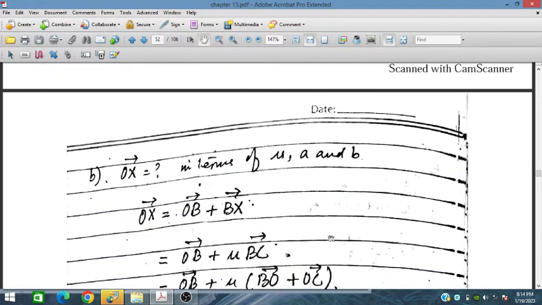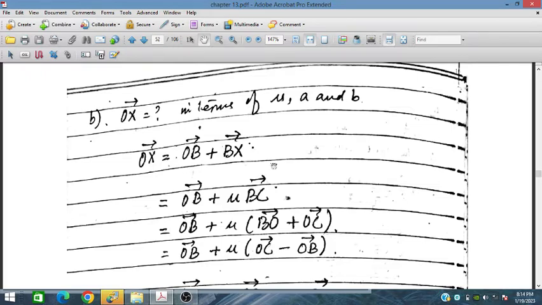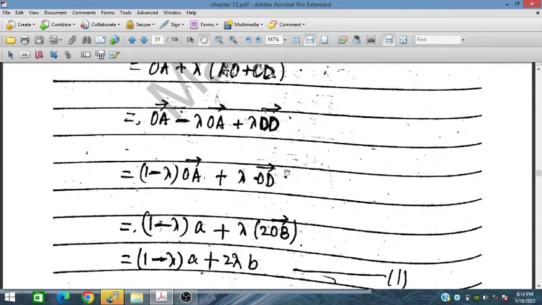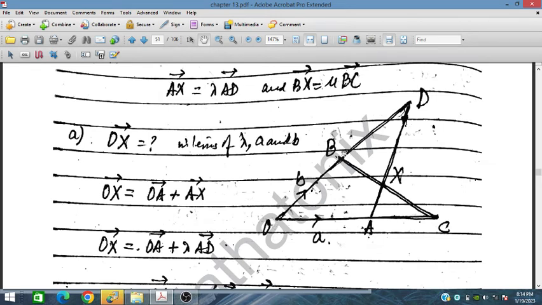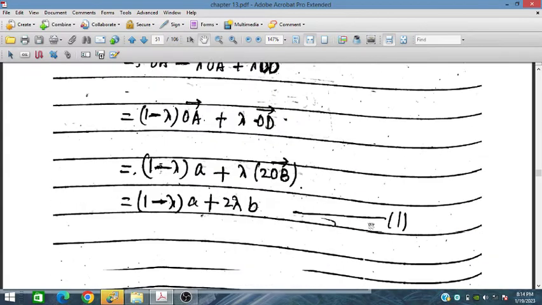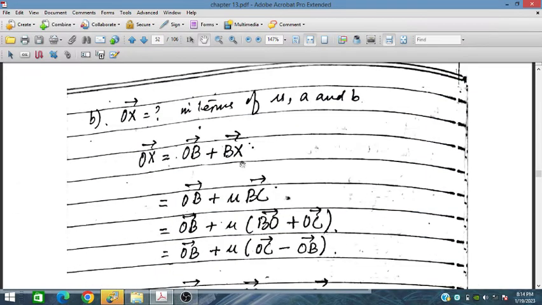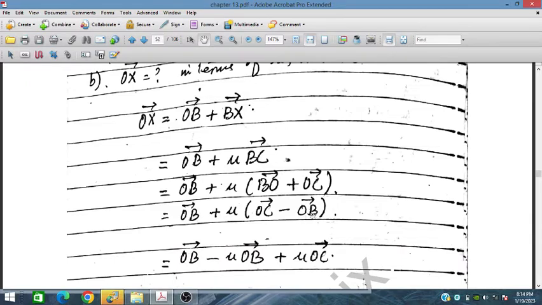In the second part, OX has to be formed in this relation. So OX is equal to OB plus BX, and BX is given as mu times BC. This BC can be written as BO plus OC, B to O and O to C. This BO becomes minus OB. So this is mu times minus OB plus OC.